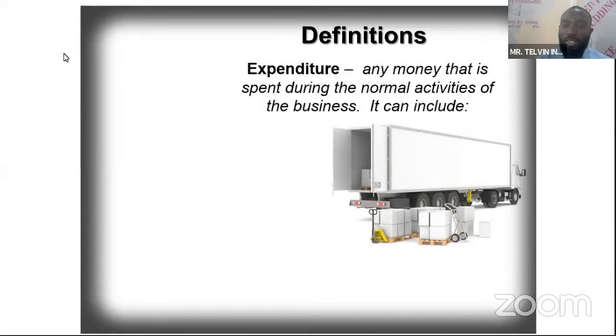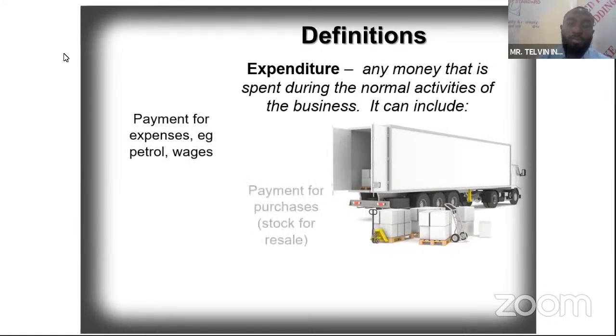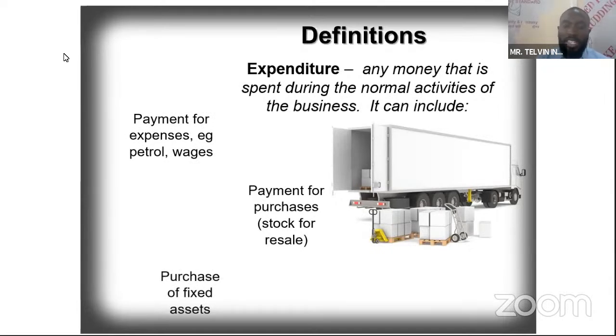Then expenditure. Any money that is spent during the normal activity of the business. They can include payment for expenses, e.g. wages or salary, petrol, payment for purchases, stock for resale, purchase of fixed assets, generators, fan, all those kind of things that you need in your organization.